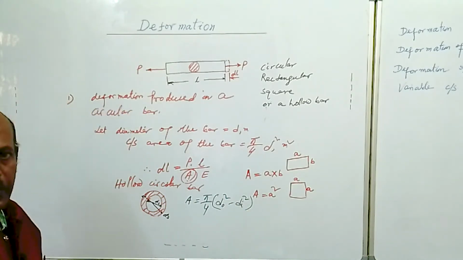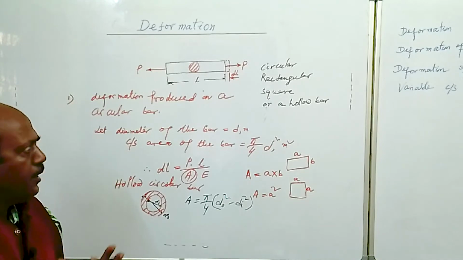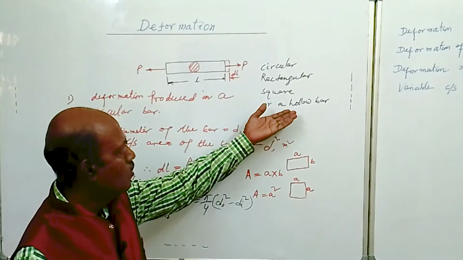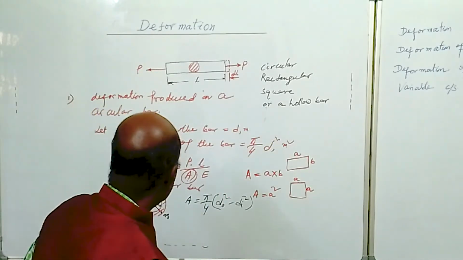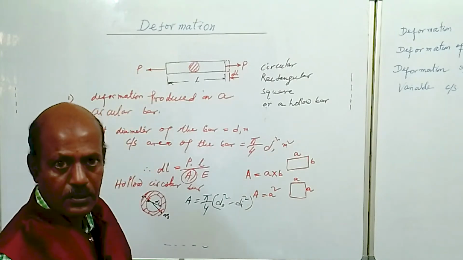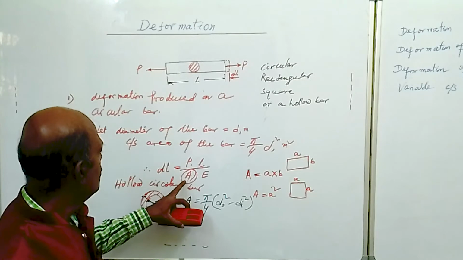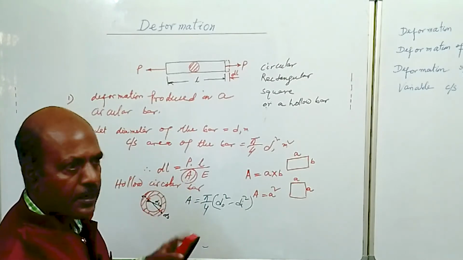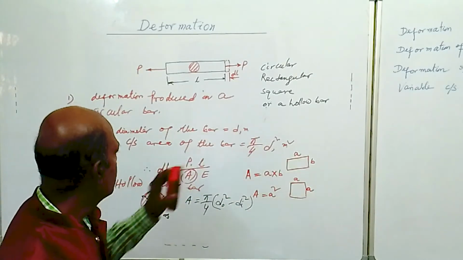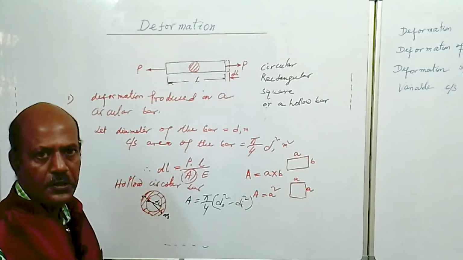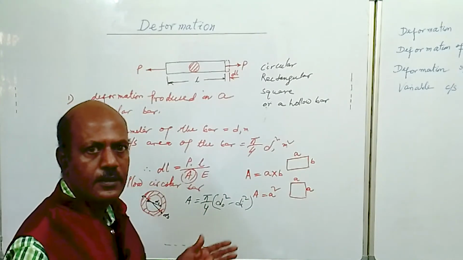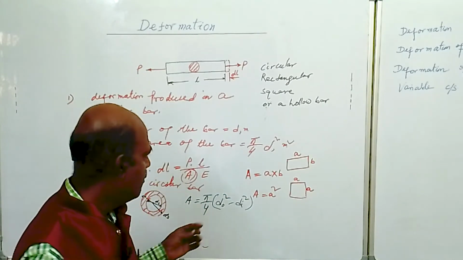Similar way we can find the area of any hollow cross section. So whatever may be the cross section, we have to calculate the cross sectional area, and we have to replace here, instead of capital A, we have to write the cross sectional area. Then we can easily find out what is the deformation produced in the bar.